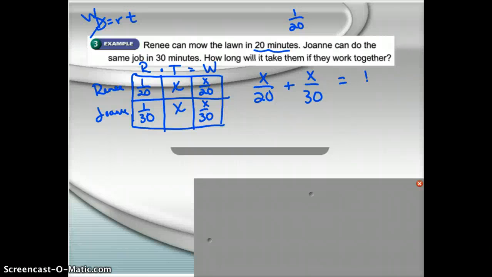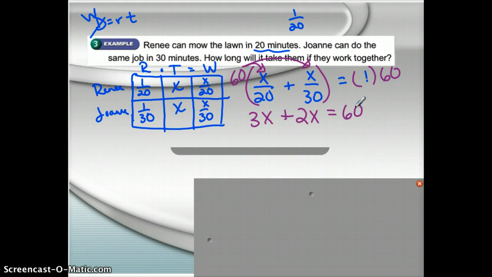So I'm going to pick 60, and I'm going to multiply the left side by 60 and the right side by 60. All right. So 60 times x over 20, the 60 and the 20 cancel. 20 would divide into both, so we have 3x there. And then 60 times x over 30. 60 divided by 30 is 2, times x is just 2x. And 1 times 60 is just 60.